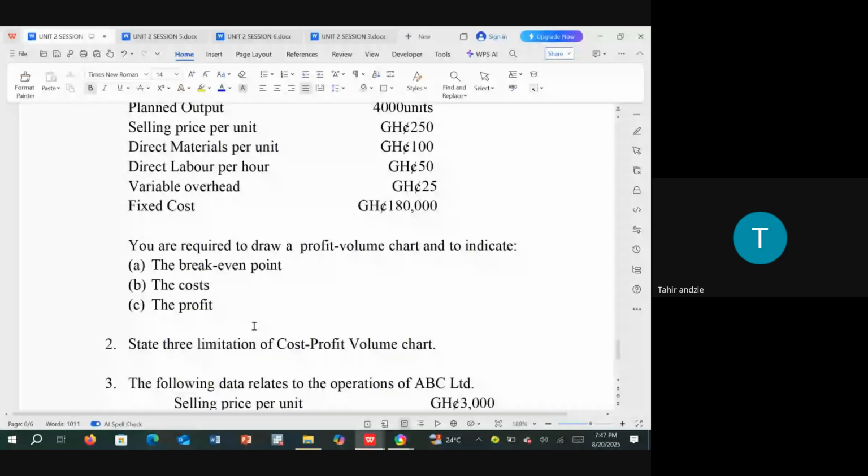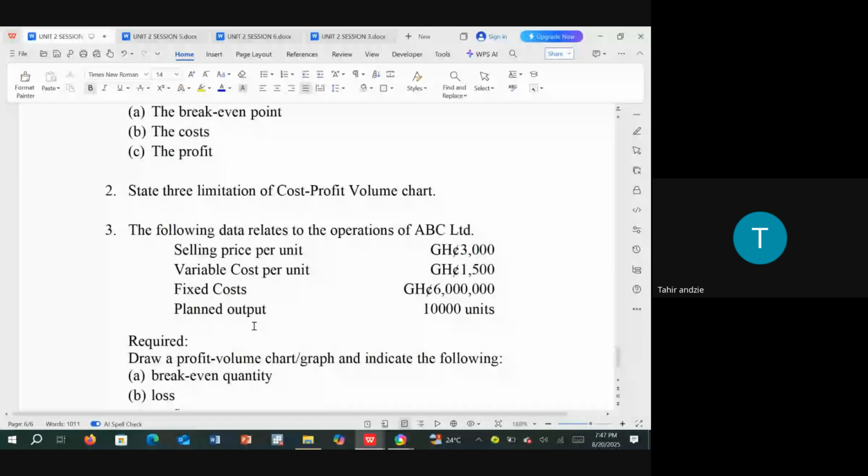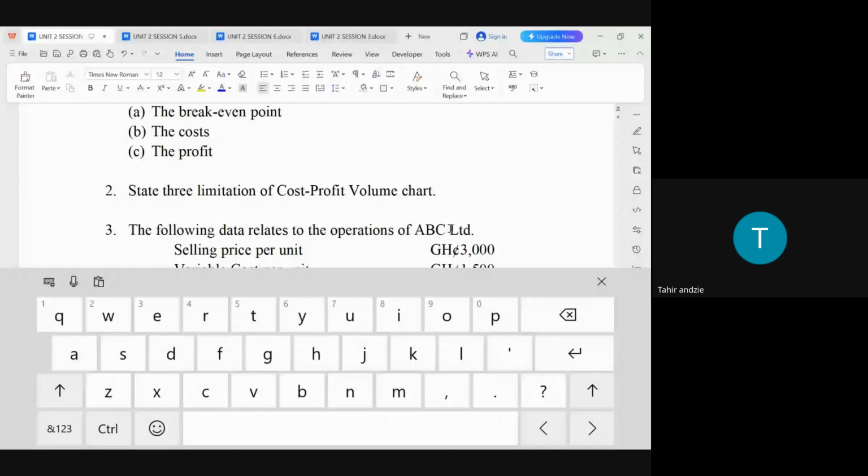And then the last question says the following data relates to the operations of ABC. You have the selling price per unit giving you 3,000, variable cost per unit 1,500. Fixed cost is 6 million. Output produced was 10,000.